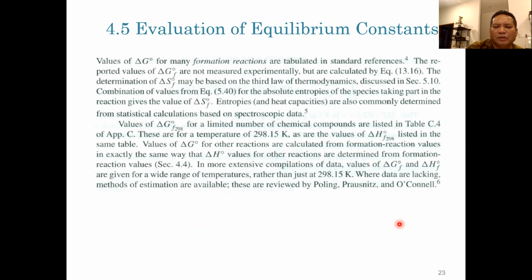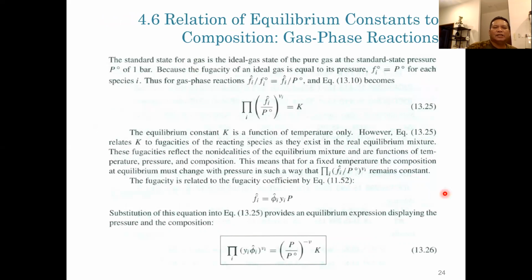Evaluation of the equilibrium constant. I will skip this. For standard conditions for a gas, the ideal gas state, a pure gas at standard state pressure P naught at 1 bar, we find that the fugacity f naught is equal to P naught. And then for gas reactions, this is in the solution, referenced to the pressure. So we can rewrite it into this form. So K is equal to the product of this, at nu i.